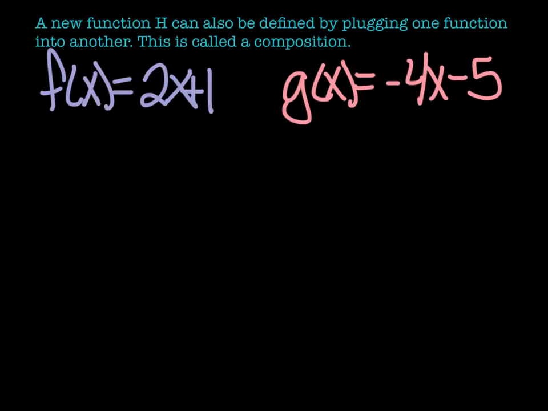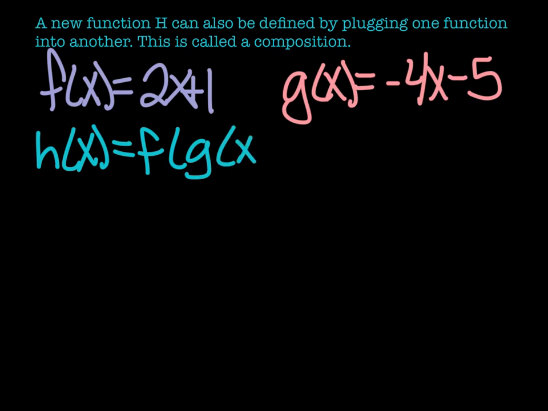We're going to have new f's and g's now. Our f of x will be 2x plus 1. g of x is negative 4x minus 5. Alright, let's find h of x equals f of g of x. This is what we did the other day.